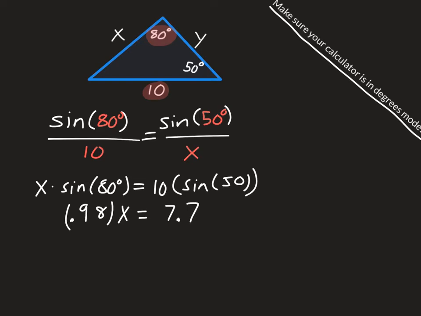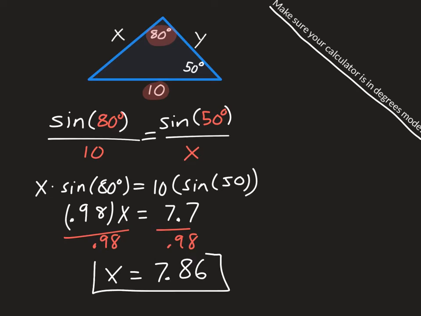All right, we're almost done here, so I need to solve for x. I'm going to divide by 0.98, divide by 0.98. We'll run back to the calculator, and we'll see what I get. So let's see, 7.7 divided by 0.98, and I get 7.857 or 7.86. Okay, and so there's my x. All right, and that's great. I found x, but we also have that y hanging out. So let's see if I can find y too.